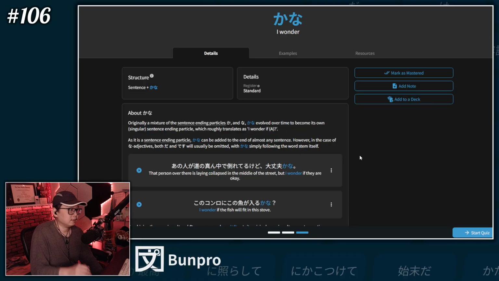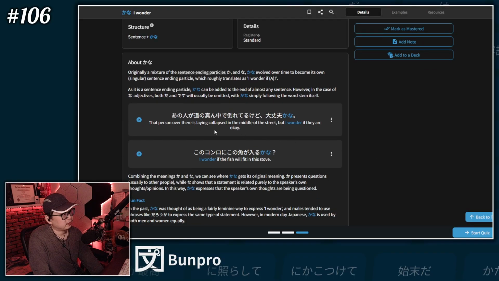As it is a sentence ending particle, kana can be added to the end of almost any sentence. However, in the case of non-adjectives, both da and desu will usually be omitted. Oh, interesting. That explains why it always feels like there isn't a copula or some sort of defining ending outside of itself, with kana simply following the word stem itself. Yeah, straight up on the word stem. あの人が道の真ん中で倒れてるけど、大丈夫かな？ Yeah, 大丈夫かな? As opposed to like 大丈夫ですね.